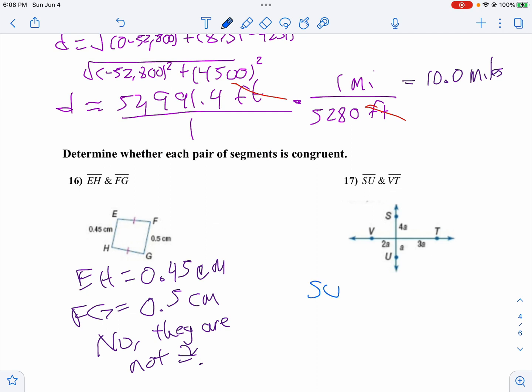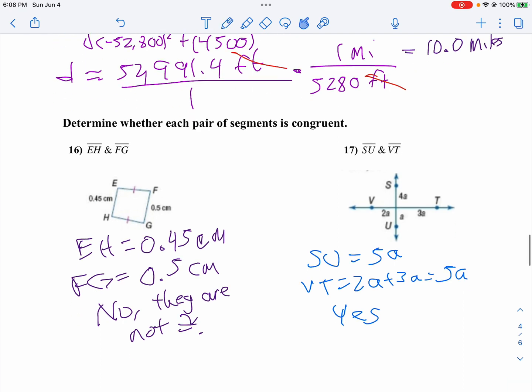S to U. Well, S to U is 4A plus A, so S to U is 5A. And then V to T is 2A plus 3A, which is also 5A. So this one, they are congruent, aren't they? Because they have the same length. I think that's it for that page.